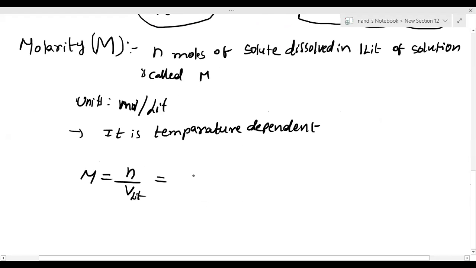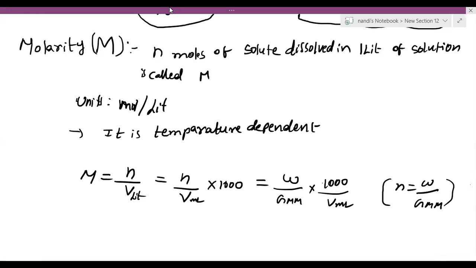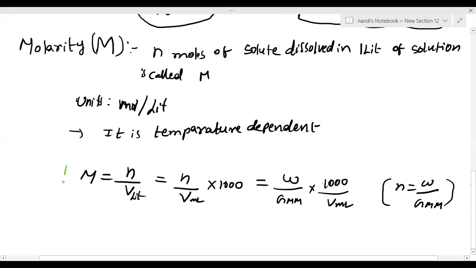You can write number of moles formula, you know that one, weight by molecular weight. N by V ml, if we convert liters into ml, means into 1000. You can write number of moles as weight by gram molecular mass into 1000 by V ml. N equals the formula given, weight by gram molecular mass. In place of N, I substituted weight by molecular weight. Now we have to know that formula, sir, all these things, number of moles.